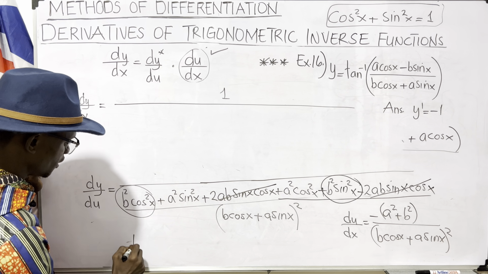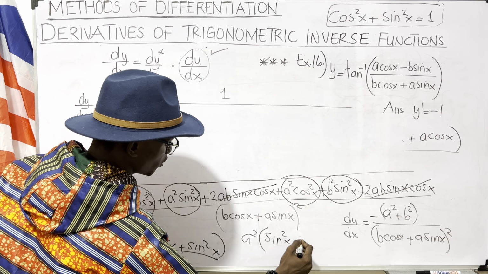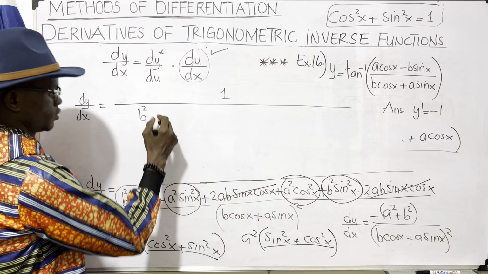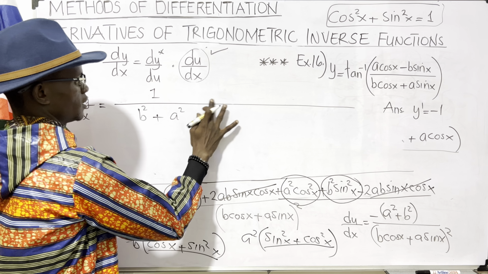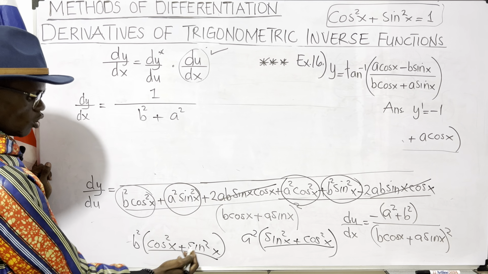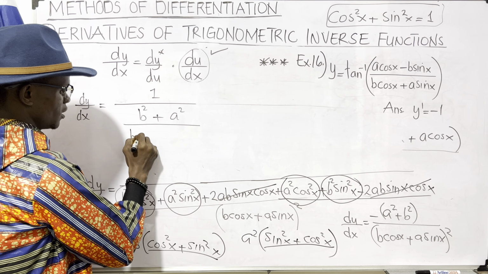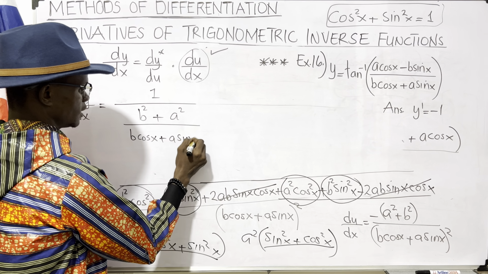So this whole thing now is just b squared. We do the same for this one, this and this. If we factor out a squared, we'll just be left with sine square x plus cos square x. So this whole thing is just 1. So it's just plus a squared. So let's just reduce this thing. All divided by what is under, we have b cos of x plus a sine of x all square.